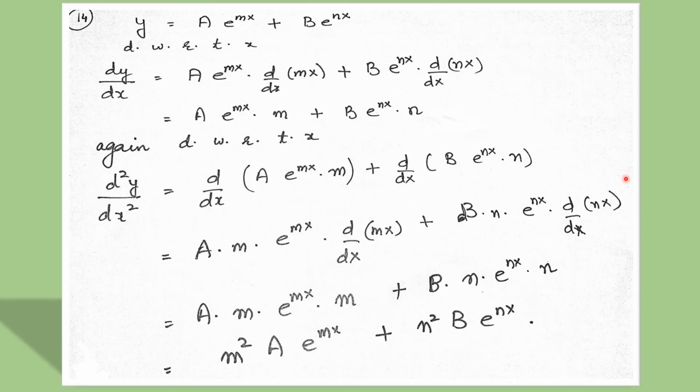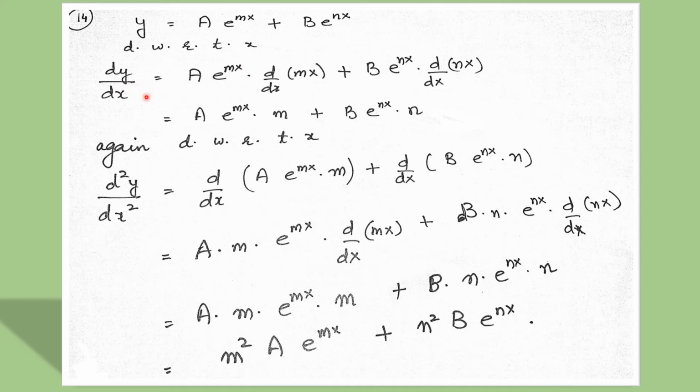Moving on to the next question, question number 14. What does this say? This says that y is equal to a e power mx plus b e power nx. Now what you have to show, they have written in the question, d square y upon dx square minus m plus n dy by dx plus mn y is equal to 0. Now, as I have been telling you, let us first calculate dy by dx.